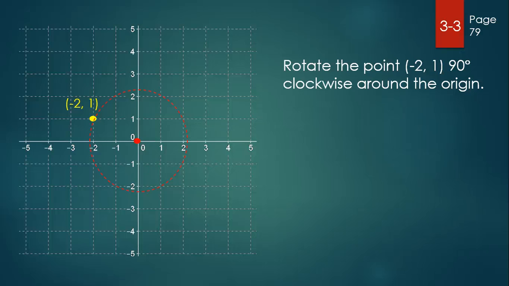Now, since we're rotating 90 degrees clockwise, we need to find that 90-degree angle from the point to the center of that rotation back to the circle. So we're going to rotate the point 90 degrees along that circle, which would put our rotated point at 1, 2.